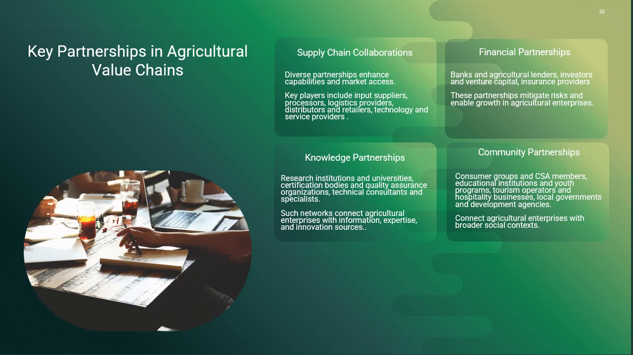Knowledge partnerships connect agricultural enterprises with information, expertise, and innovation sources. Research institutions and universities generate and transfer knowledge through experimental trials and technical studies. Certification bodies and quality assurance organizations establish and verify standards. Technical consultants and specialists provide expert assistance for specific challenges. Such networks connect agricultural enterprises with cutting-edge information and specialized expertise that enhance their competitive capabilities.